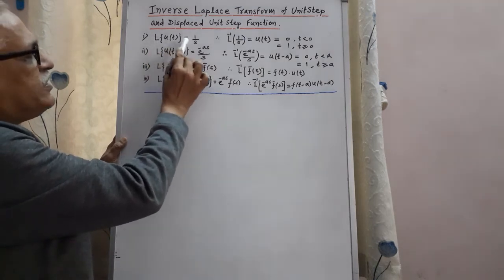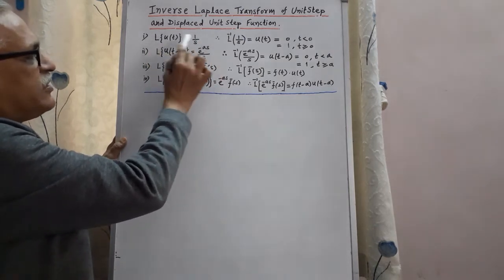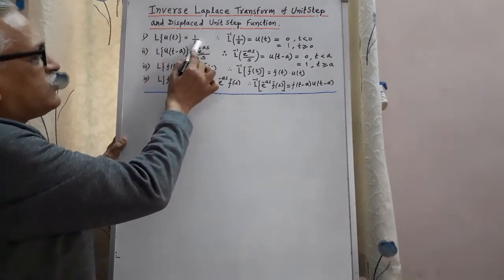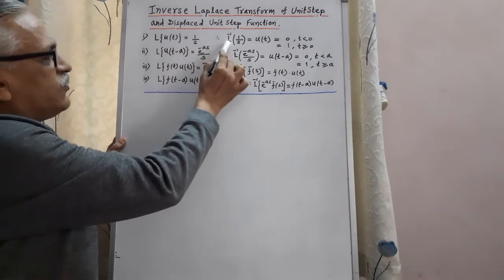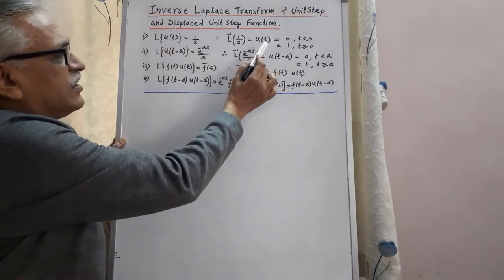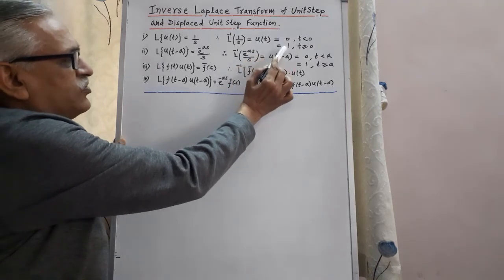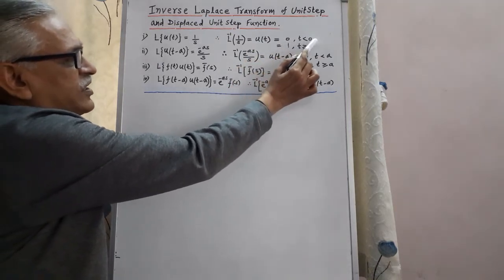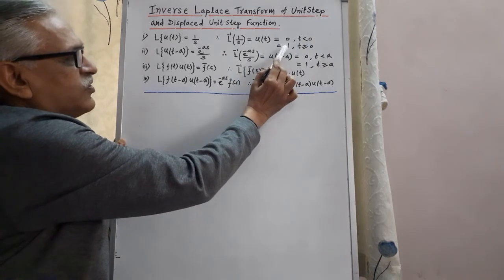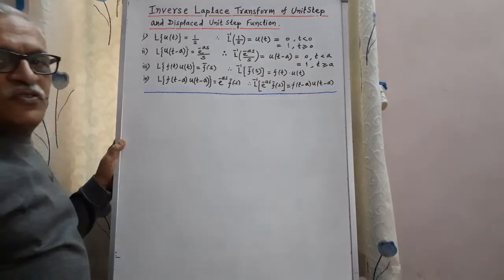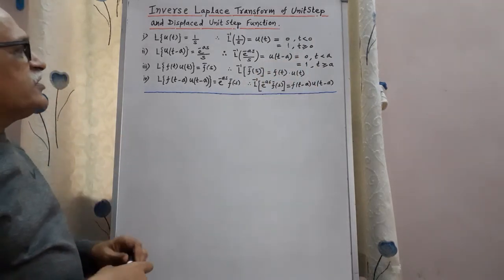Laplace of u of t is 1 by s, and therefore transferring to the right hand side we get inverse Laplace of 1 by s as u of t, the unit step function, and it has two values, 0 and 1: 0 for t less than 0 and equal to 1 for t greater than or equal to 0. This is the first result.